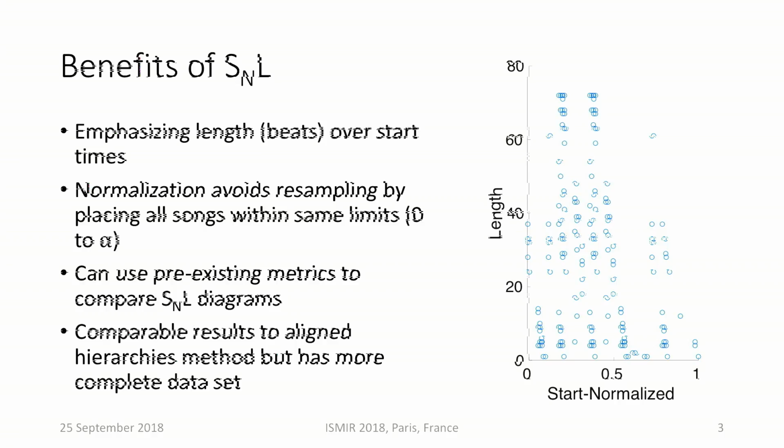Based on what we've been seeing thus far with these SNL diagrams, we have a lot of comparable results to what we've been seeing previously in Kinnaird's method with these aligned hierarchies. But we actually have a more complete data set because with these aligned hierarchies, we can only compare songs that are the same exact length. However, here, since we've normalized this start component, we are able to compare any songs that have any repetitive structures in them and that we can convert into our start normalized length diagram.